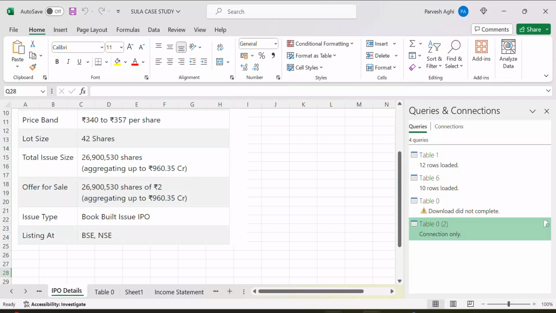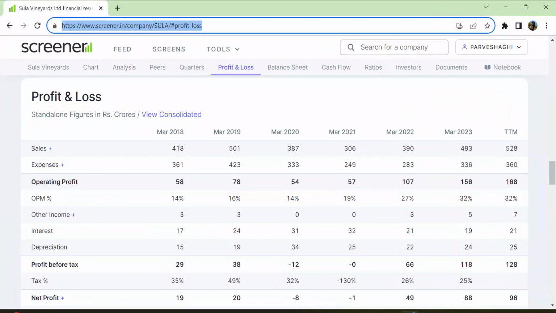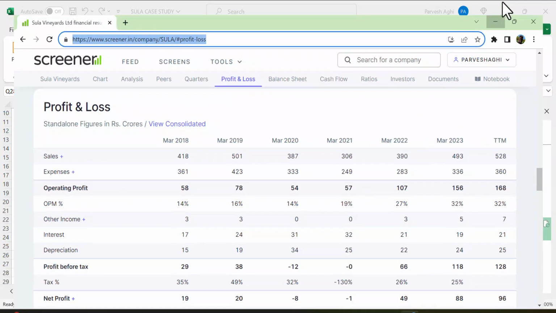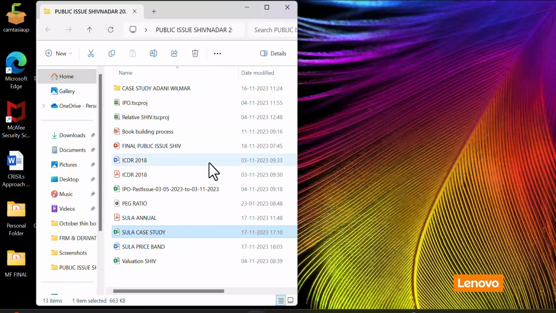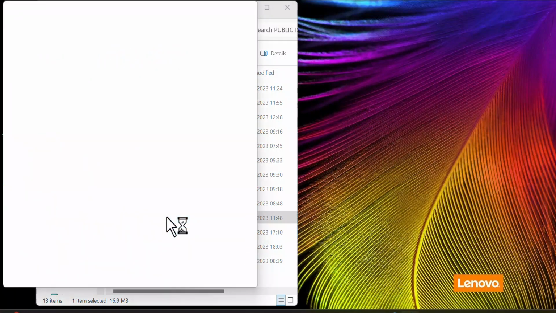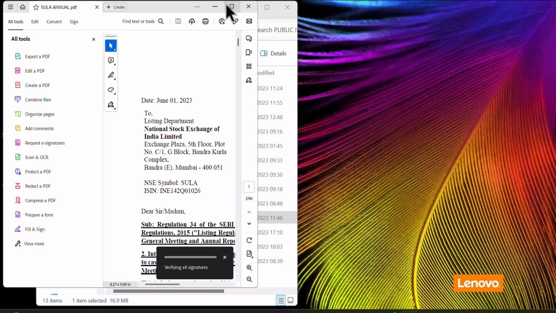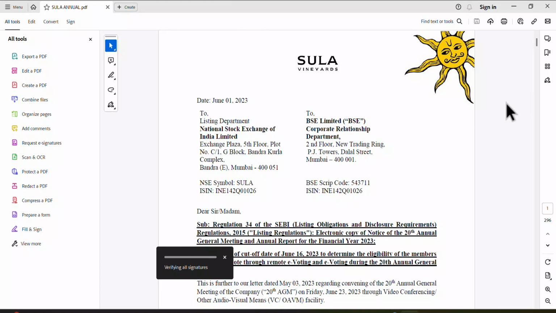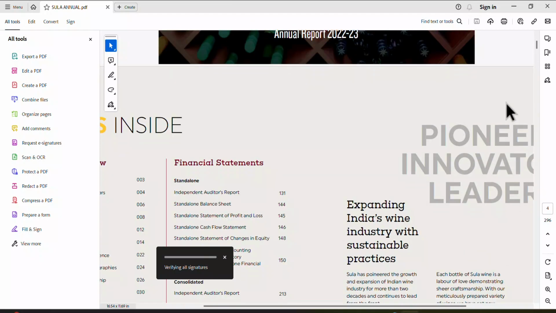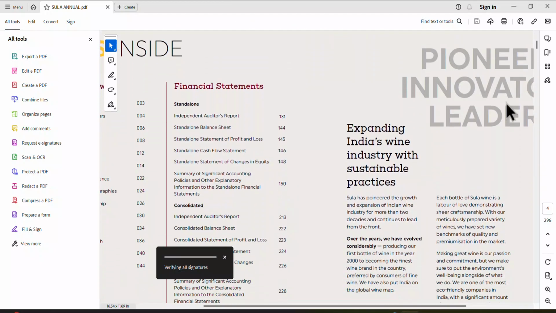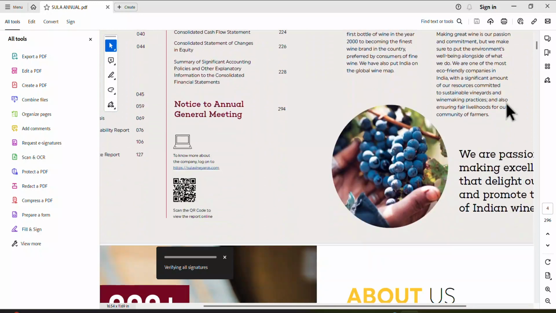So first of all, let's understand what business. What I have done is I have just shared the files with you. So there is a Sula annual report. Okay, fine. So you can open an annual report and read what kind of business they are doing. All the details are available there. If you just scroll down, it will have all of this.